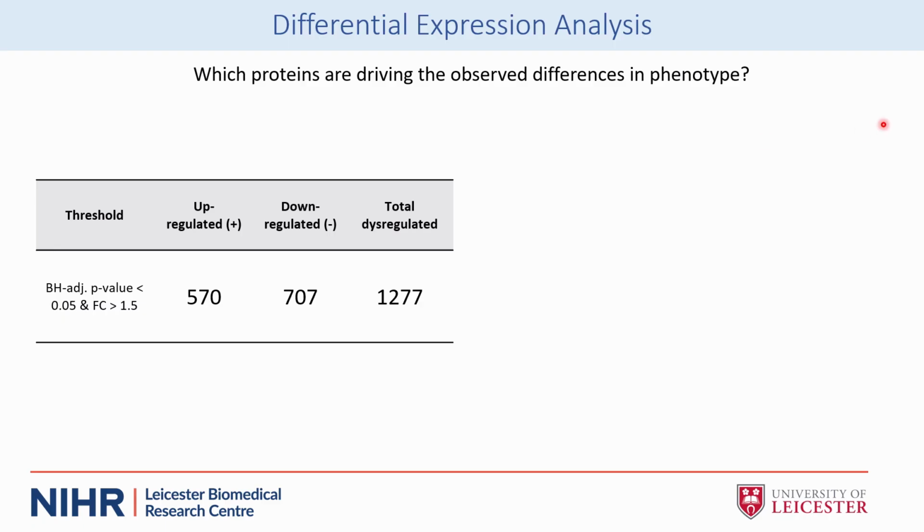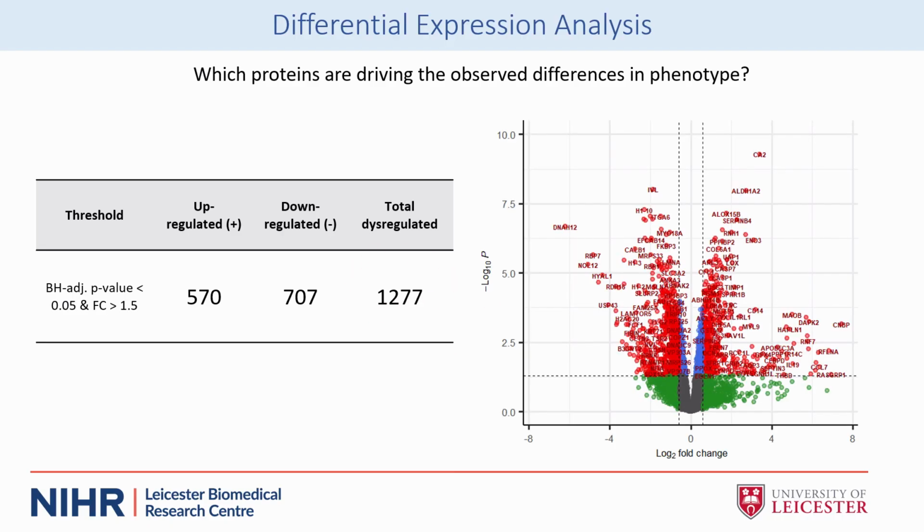The next question we ask is, which proteins are driving these observed differences in phenotype? So we performed a differential expression analysis to determine which proteins are statistically different between Labskin-S and Labskin-AD. And we uncovered a total of 1,277 proteins which are differentially regulated. And you can see here in the volcano plot, it's these proteins in red here which are statistically different, and the ones up at the top corners are the ones which are the most different between the two models.